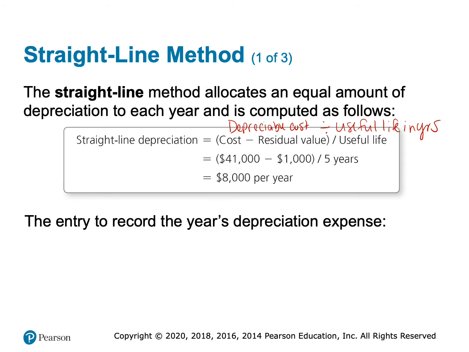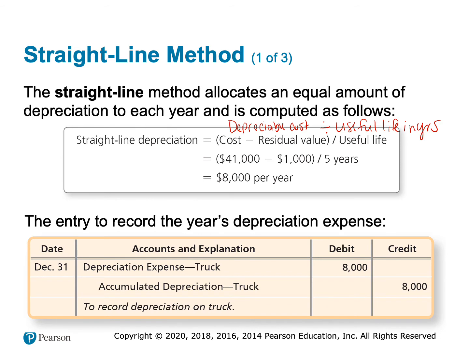So remember our journal entry we learned back in chapter 3. Every year when we do those adjusting entries, we're going to do the same entry for 5 years. We're going to debit the depreciation expense account and credit accumulated depreciation. Remember that accumulated depreciation is a contra asset account. It has a normal credit balance. Okay.